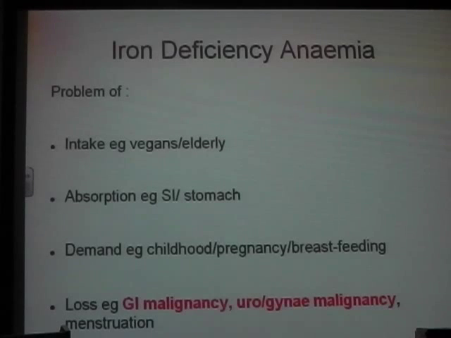And then loss, and this is our first learning point of the lecture, that iron deficiency anemia in an adult is an occult malignancy until proven otherwise. So blood loss, you lose those red blood cells, you lose the iron that they contain, it's not replenished, and consequently you get an iron deficiency picture. And particularly you're thinking GI malignancy and urogynae malignancy.